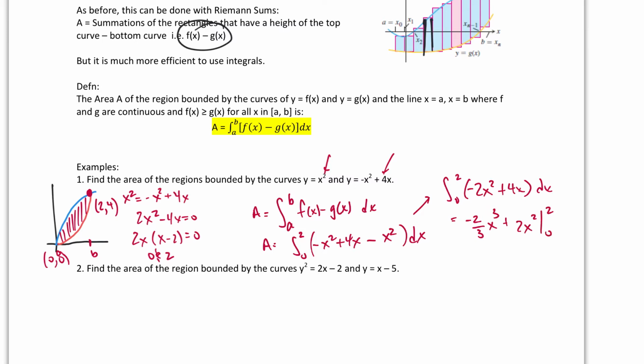Plugging this in, I'm going to get negative 2/3 times 8 plus 2 times 4 minus the 0. The area will end up being 8/3 square units when you clean all that up. All right, let's try the next one.